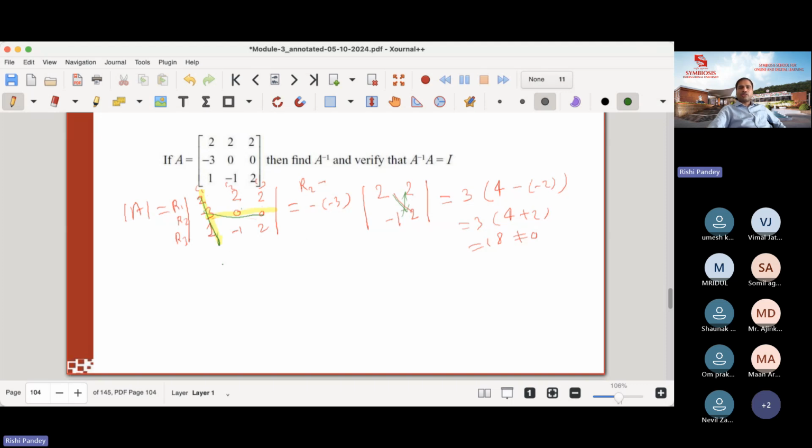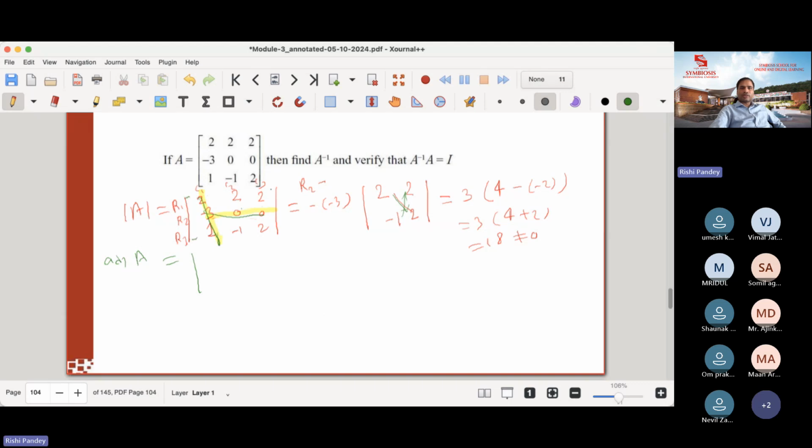Okay, so it is not 0. So we can proceed for the adjoint. What is the adjoint of A? For the adjoint of A, you can find all the cofactors, everyone. Find all the cofactors.